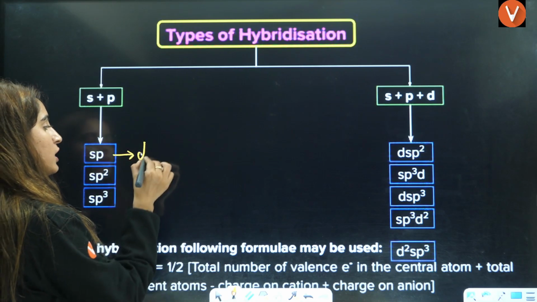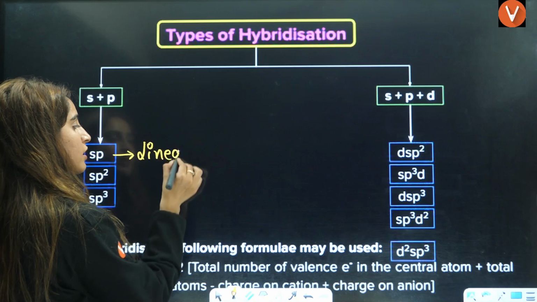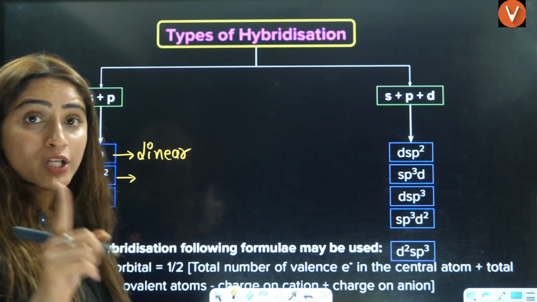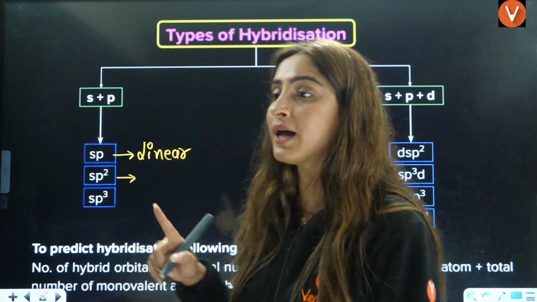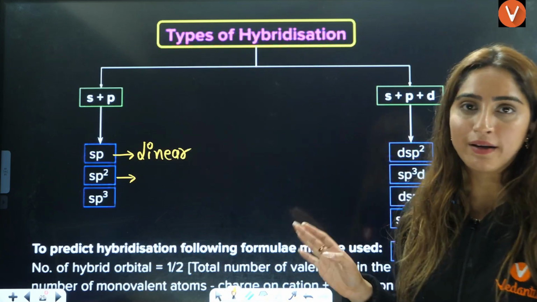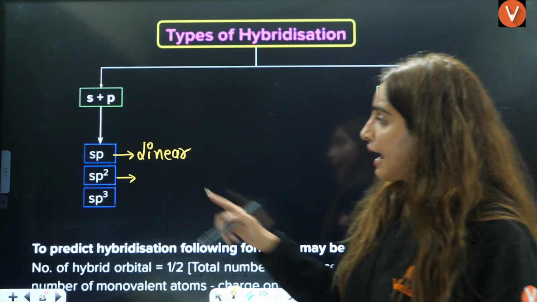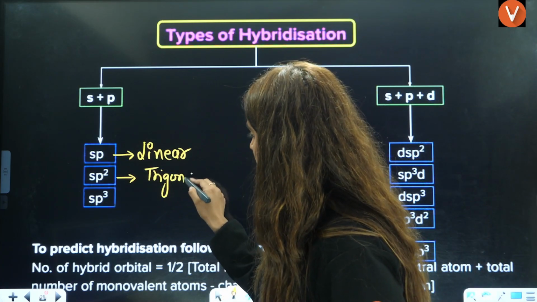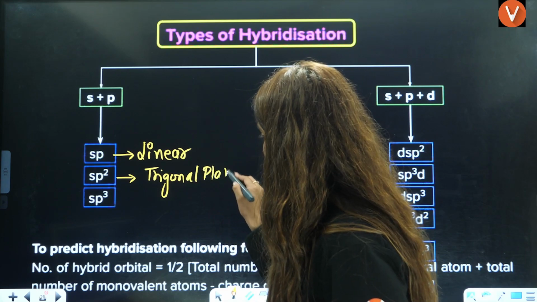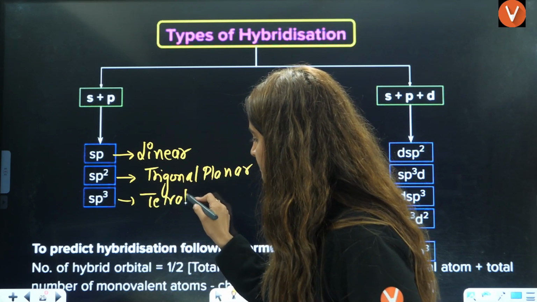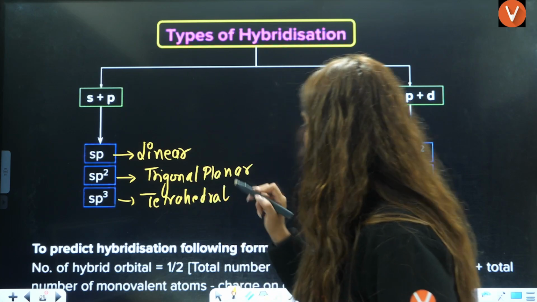When you have sp, you will have linear shape, right? Linear geometry, I would say. I'm telling you about the geometry. From the hybridization, the important part is to connect hybridization with the geometries, right? sp is linear, sp2 is trigonal planar geometry, sp3 is tetrahedral geometry, right? Okay.